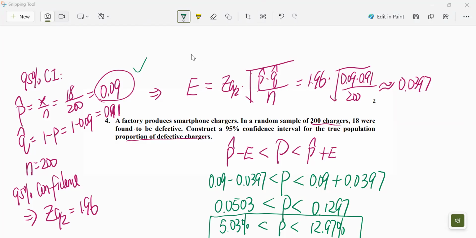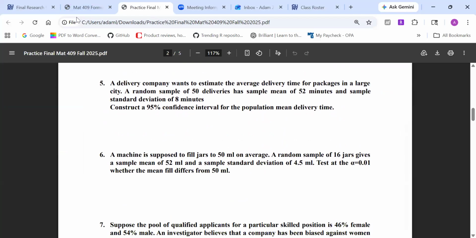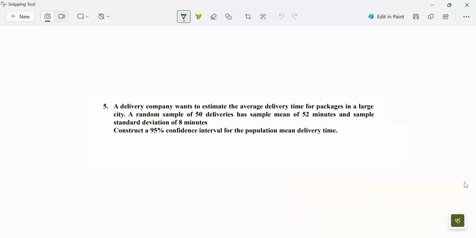All right, so let's look at question 5. Let's take a look at this one. This is about population mean. So estimating the population mean. Again, I'll give you some time, take a look at it, and I'll go over the solution.